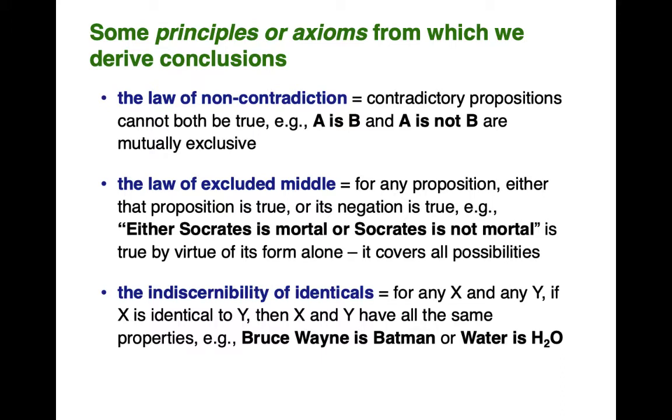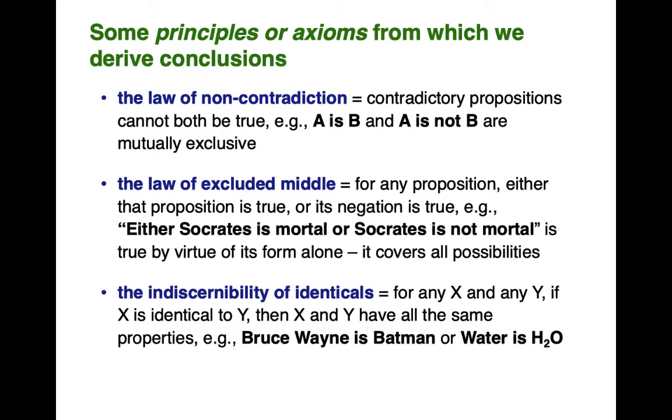There's what's called the law of excluded middle. This is the idea that for any proposition, either the proposition is true or its negation is true. You can't have both. For example, either Socrates is mortal or Socrates is not mortal. This entire statement, because of that or, is automatically true in virtue of its form alone. It covers all the possibilities.